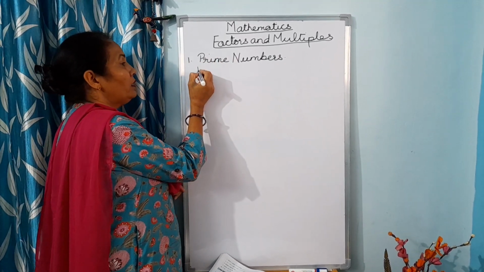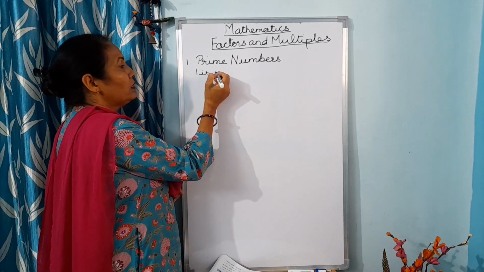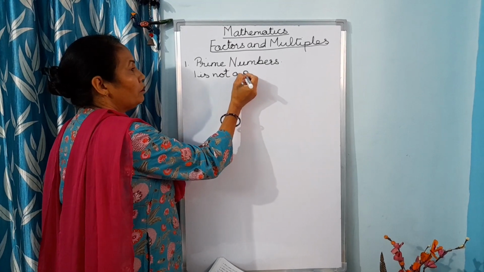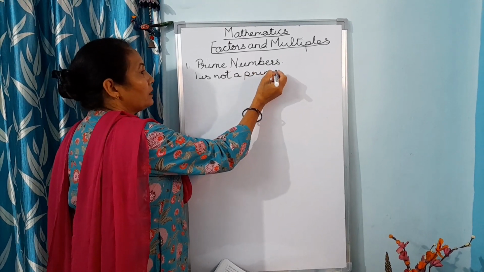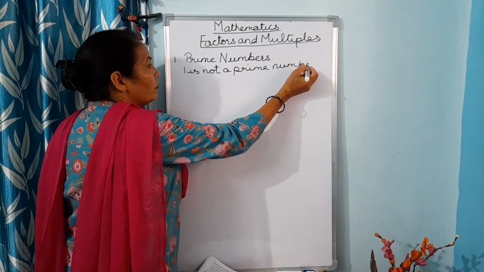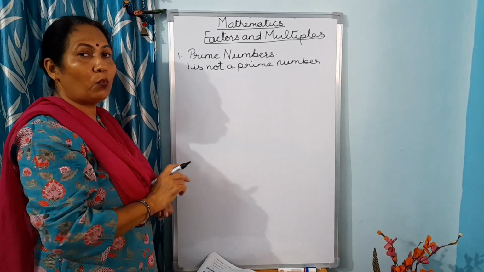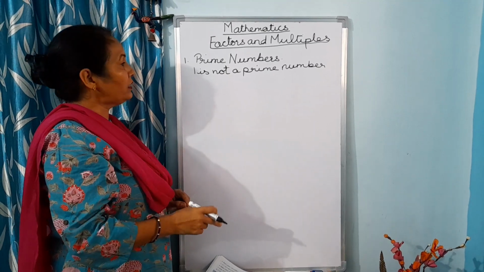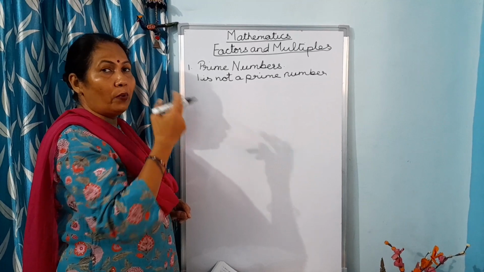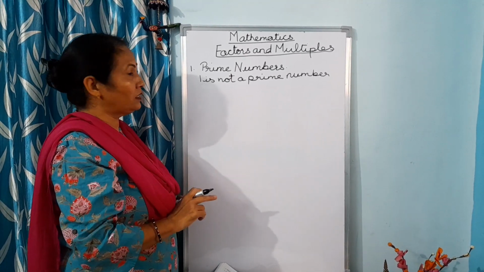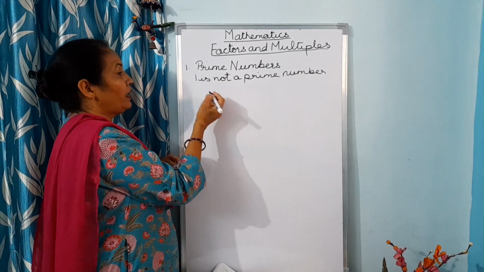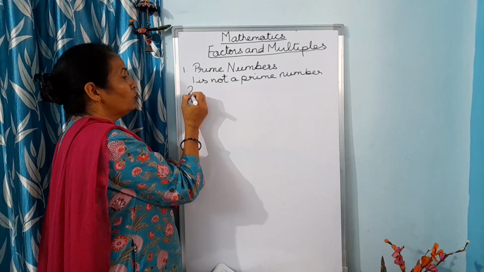Now children, 1 is not a prime number. Why? Because 1 has no factor. It is divisible only by 1, that is 1 into 1, 1 divided by 1. Is this clear? Now you will see that the next prime number is 2.